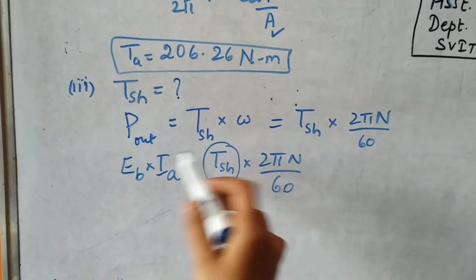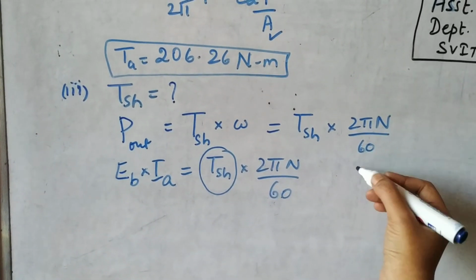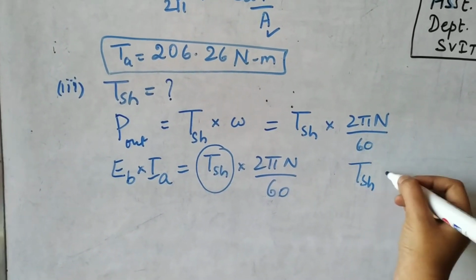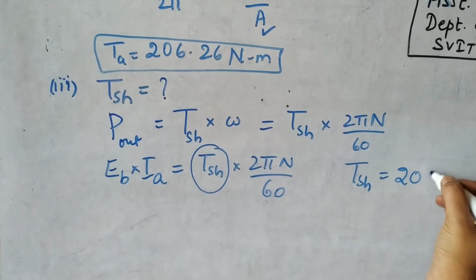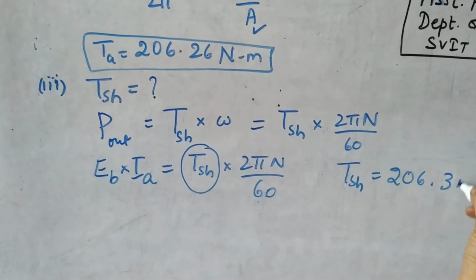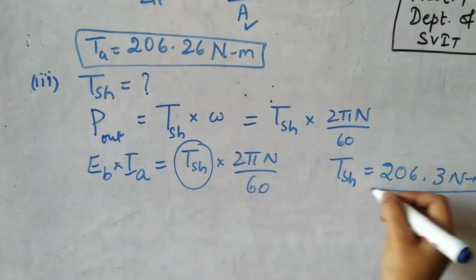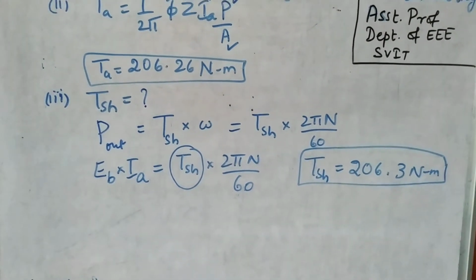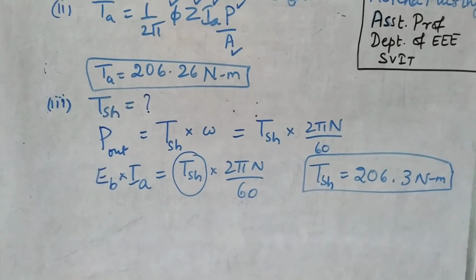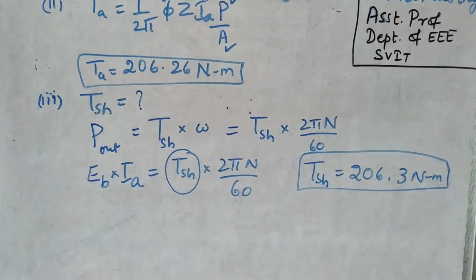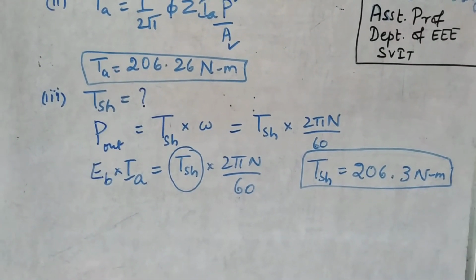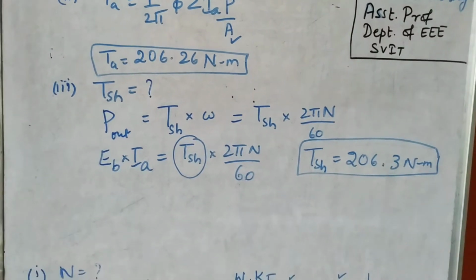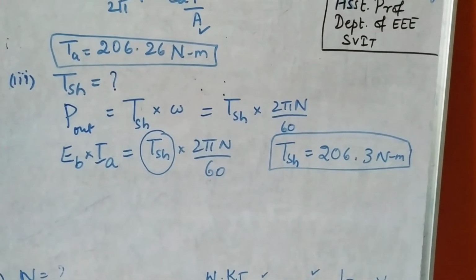Okay, so please substitute all these values and check that you will get shaft torque as 206.3 Newton meter. Almost it is the same, but some loss will be there. The remaining value will be the lost torque. Okay, fine. Now coming to the efficiency.